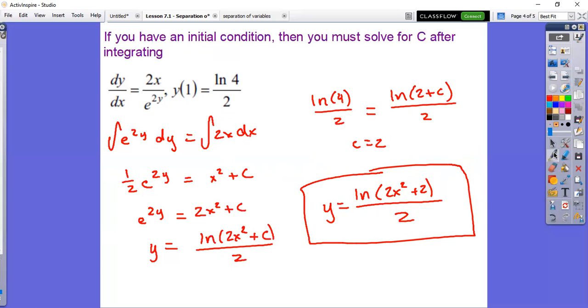So basically separation of variables, you separate x's on one side, y's on the other, integrate, and then if you have an initial condition, use the initial condition to solve for c.